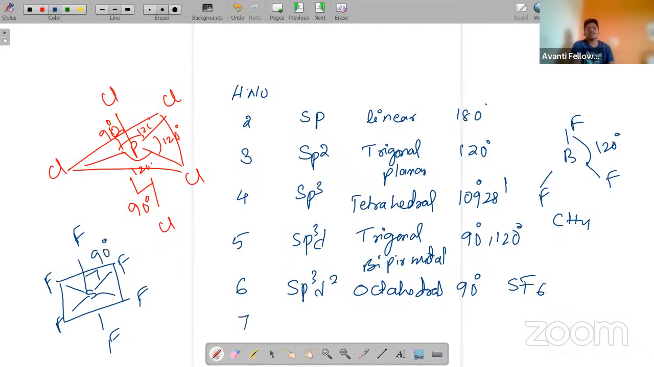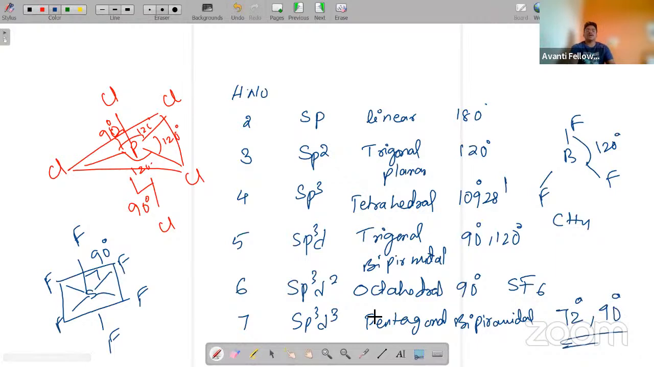And 7, that is sp3d3, which is also called pentagonal bipyramidal. What are the bond angles here? The bond angles are 72 degrees and 90 degrees. I hope you all understand this one. The best example for this one is IF7.